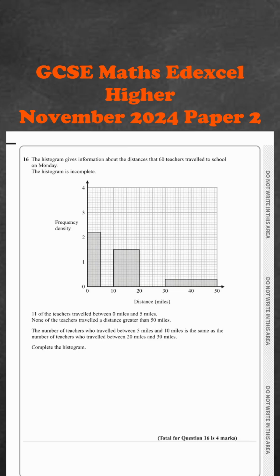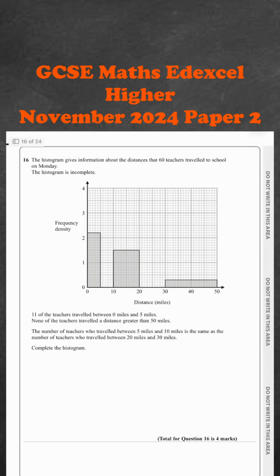Complete the histogram. So all we're given here is that 11 of the teachers travelled between 0 and 5 miles. So that's this first bar here. So this is 11 people. Now you can see this goes up to 2.2. So the frequency density is 2.2. The distance equals 5, and the frequency equals 11. So we can easily see that the frequency divided by the distance is the frequency density.